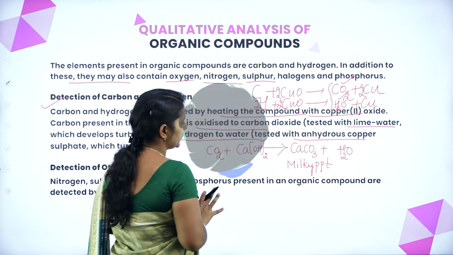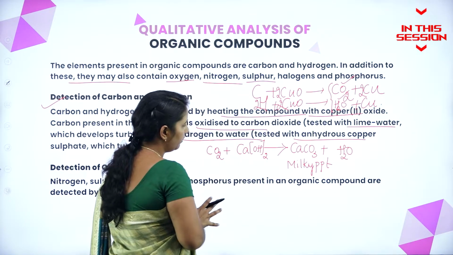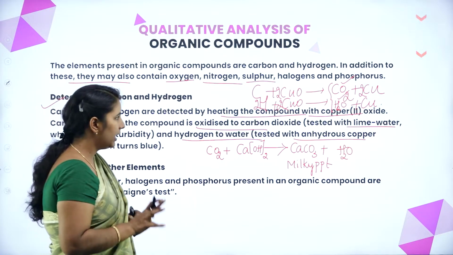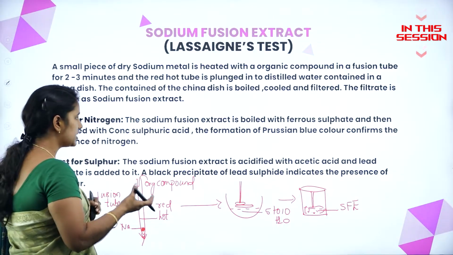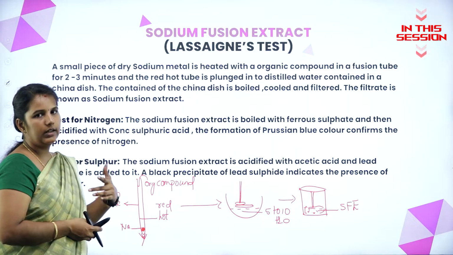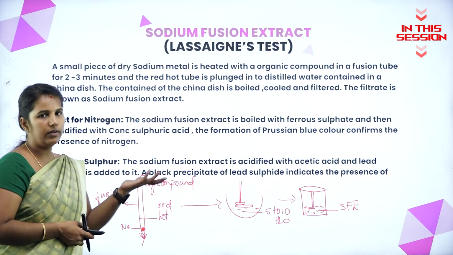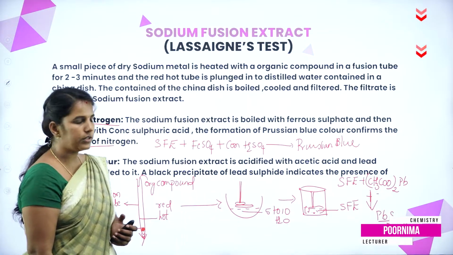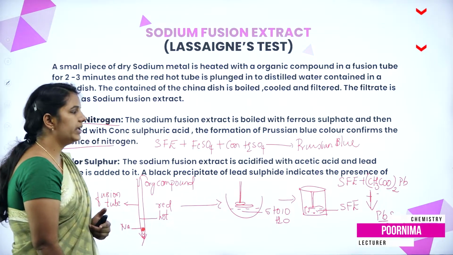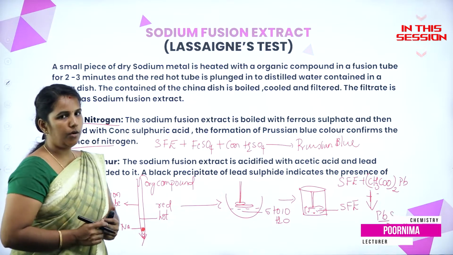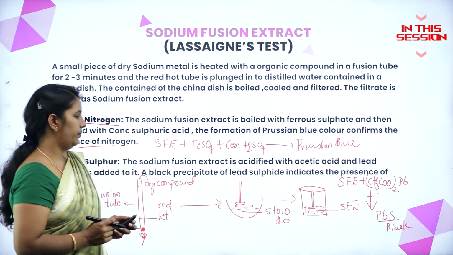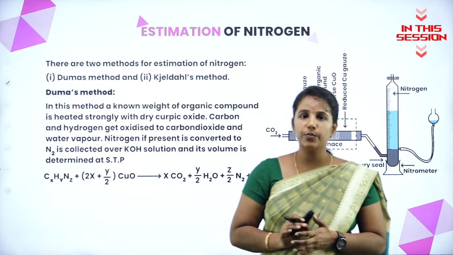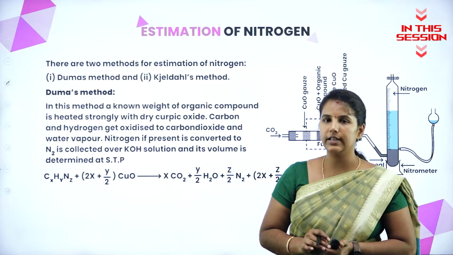If milky white precipitate is formed, it confirms that the given organic compound is having carbon. That sodium fusion extract will be used for the different detection of elements. The formation of black color precipitate is due to lead sulfide, which indicates that your organic compound is containing sulfur. The nitrogen can be estimated by two methods. One is the Dumas method and the other is the Kjeldahl method.